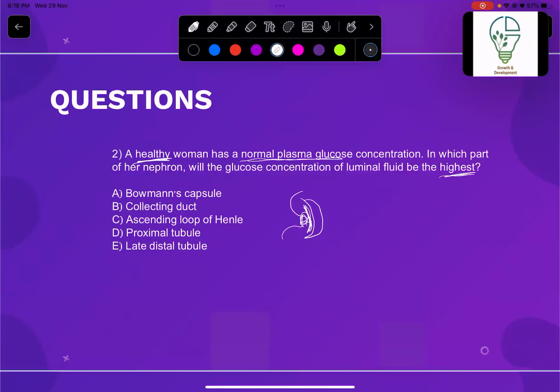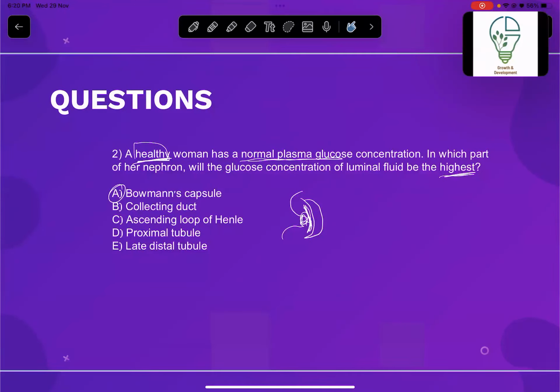Yep, exactly. Good job. So it should be Bowman's capsule because basically it should not cross the filtration barrier and go to the Bowman space. If it did that, then there must be some kind of pathological condition. But they did mention she's a healthy woman. So this is the exact keyword that tells us that, okay, she's healthy. So there's no glucose passing through. It did not pass the filtration barrier. And therefore, the highest concentration of glucose must be in the Bowman's capsule.